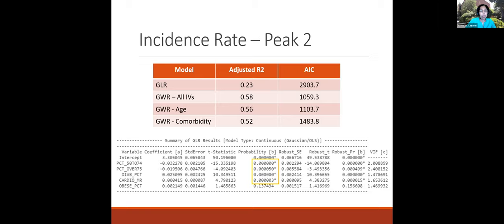If you look at the table at the bottom, the significance of the B coefficients shows that the age cohort variables, diabetes prevalence, and heart disease mortality were significant at the 95% confidence interval.